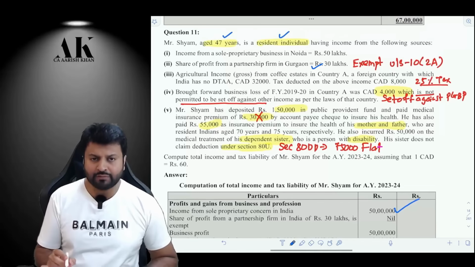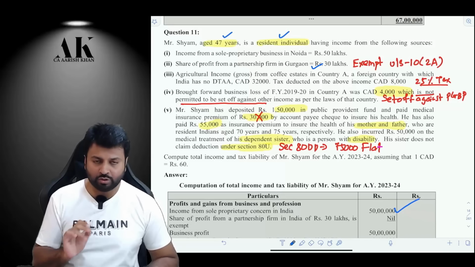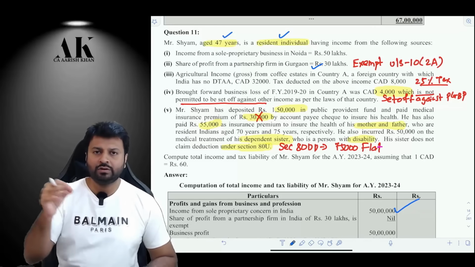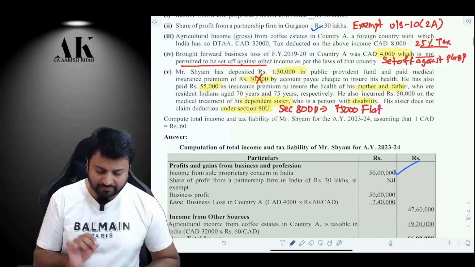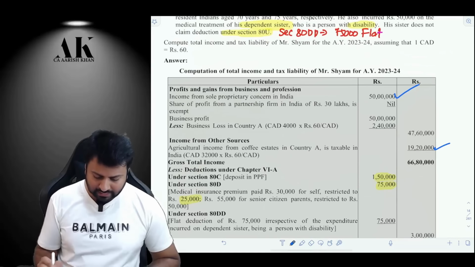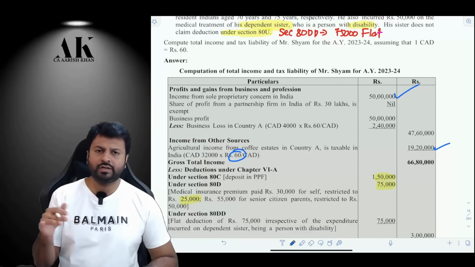Second, he is earning some share of profit from a partnership firm in Gurgaon. That is exempt under 10(2)(a), because if your partnership firm is in India and you are earning some profit out of it, that is exempt under 10(2)(a). Third one is he is earning some agriculture income from Country A. So that you have to write over here. Agriculture income will be chargeable under income from other sources. So the dollar rate is given at 60 rupees, so 32,000 into 60.